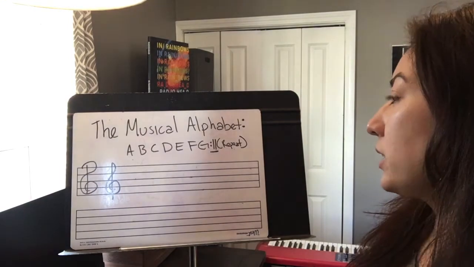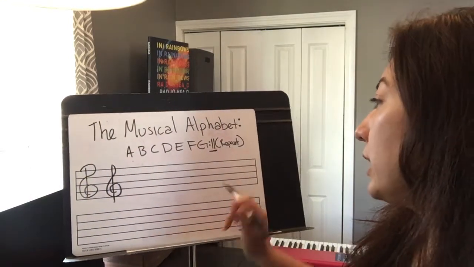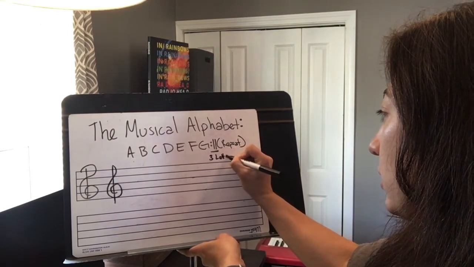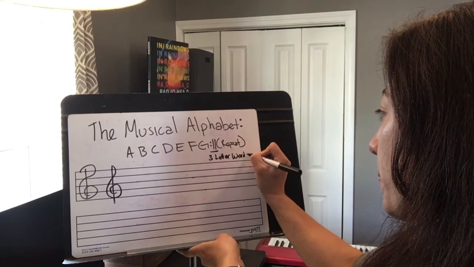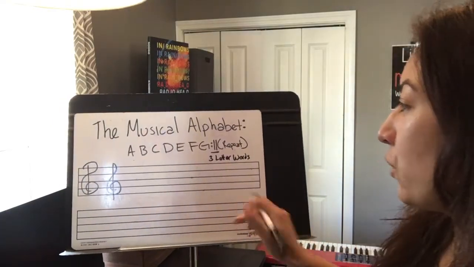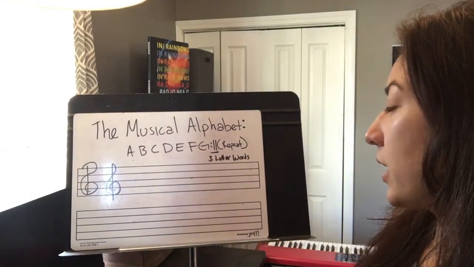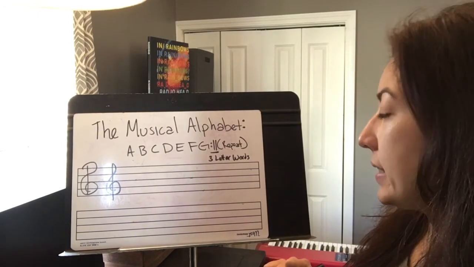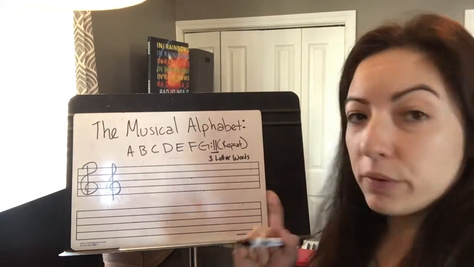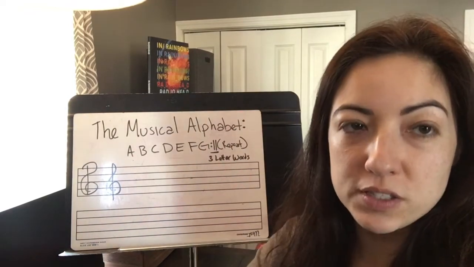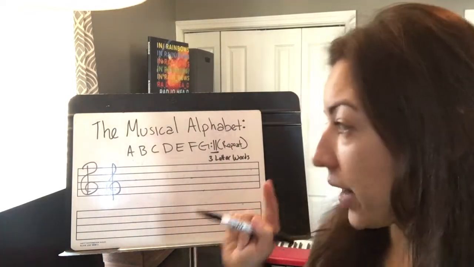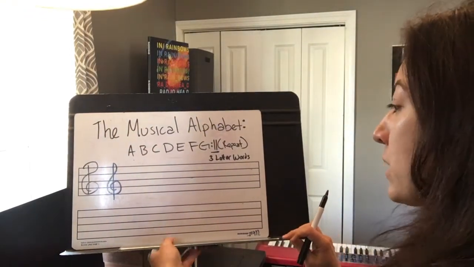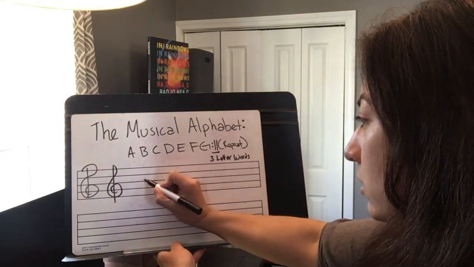So the first word, let's see. We will do 3-letter words today. Now, you can use any combination of these letters we have here. So, let's see. I will do a 3-letter word. I will tell you what the first letter is and the last letter is, and then I want you to put the middle letter in there for me.